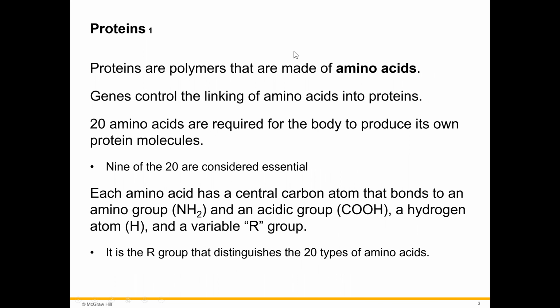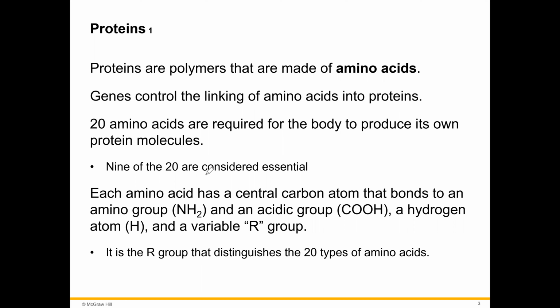Now, proteins are polymers that are made of monomers, or what we call building blocks, called amino acids. So proteins are made of amino acids. Genes control the linking of amino acids into proteins. 20 amino acids are required for the body to produce its own protein molecules. 9 of the 20 amino acids are considered to be essential. That means you cannot synthesize them. You need to get these amino acids with your food.